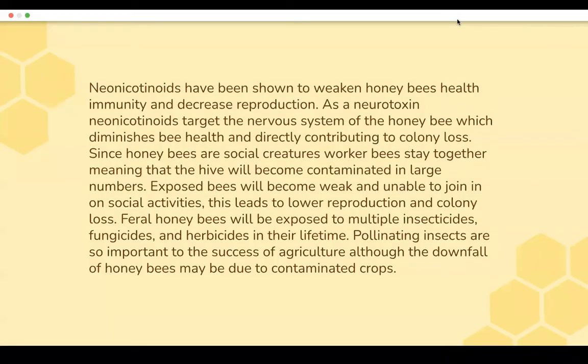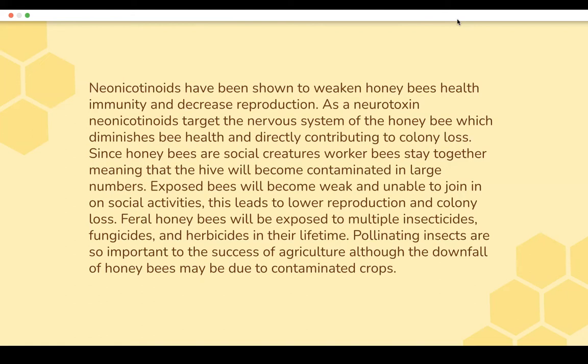Neonicotinoids have been shown to weaken honeybee health, immunity, and decrease reproduction. As a neurotoxin, neonicotinoids target the nervous system of the honeybee, which diminishes bee health and directly contributes to colony loss. Since honeybees are social creatures, worker bees stay together, meaning that the hive will become contaminated in large numbers. Exposed bees will become weak and unable to join in on social activities. This leads to lower reproduction and colony loss.